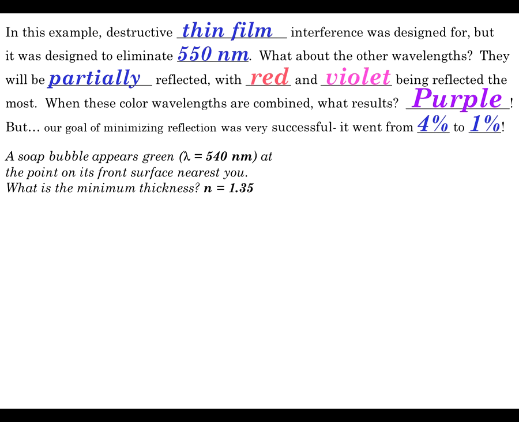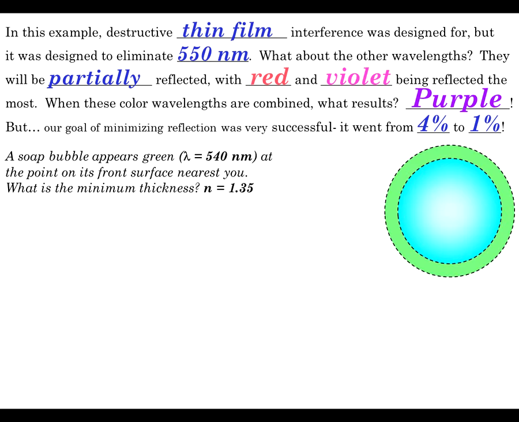Wavelength of green that is going to be what we view in this example. We see the green light from the soap bubble, and we want to know what the minimum thickness of that bubble is.